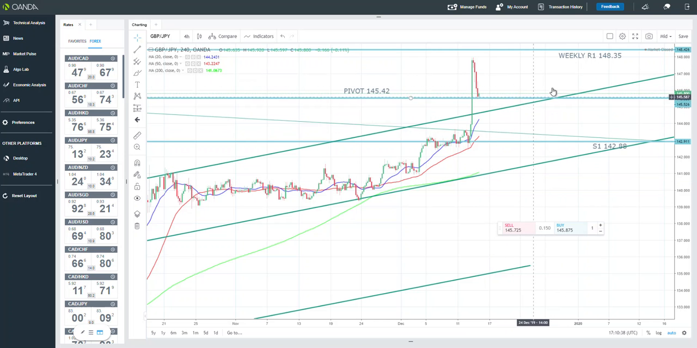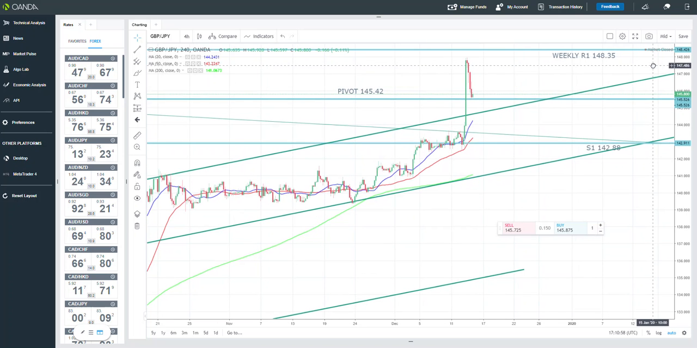So we could see price hang out here, maybe dip down, but then you'd probably see a quick buyback if price were to dip down to this 50 average. You'd see a lot of buyers come in, try to push it back above this trend channel, looking for a long-term breakout of this 148.35. So it could be a while. We'll see what happens if price holds above this pivot point this week.